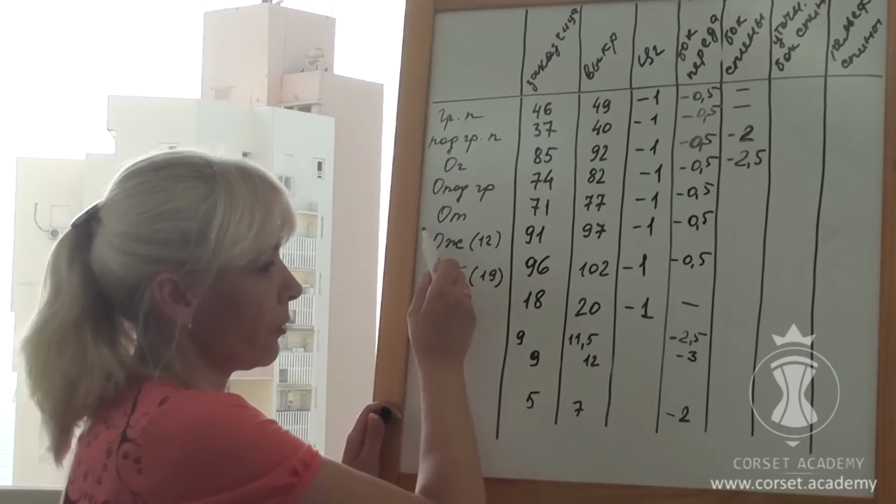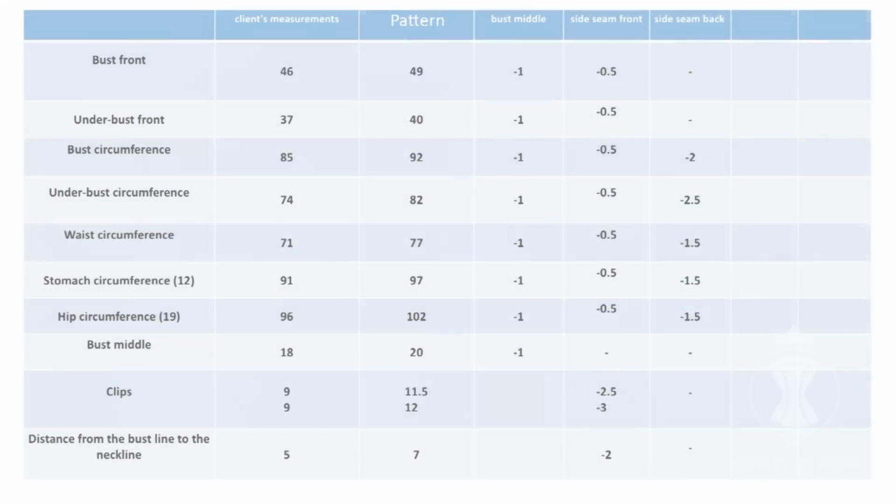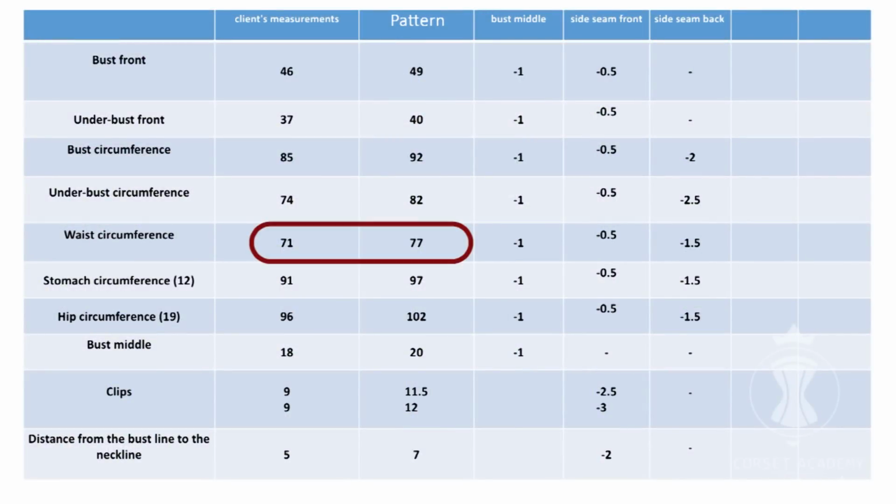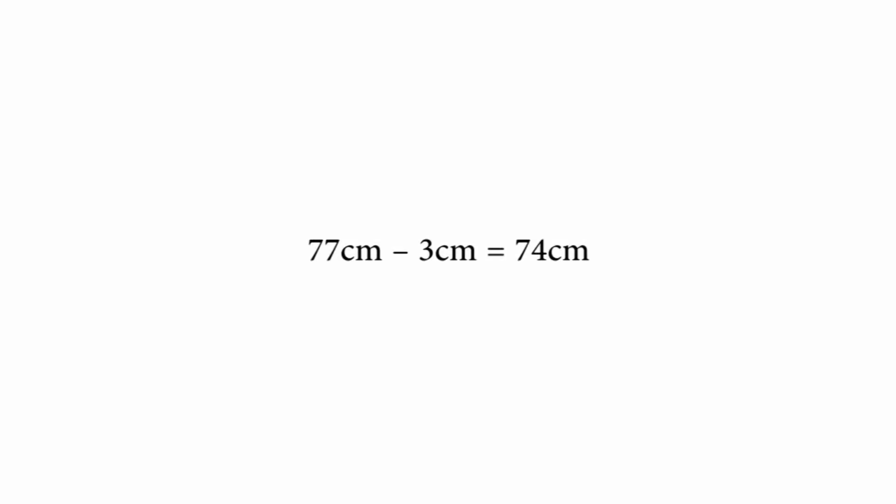Waist circumference: 71 centimeters on my client and 77 centimeters on the pattern. But I have already narrowed the pattern down by 3 centimeters. 77 centimeters minus 3 centimeters equals 74 centimeters. 71 centimeters minus 74 centimeters equals -3 centimeters.